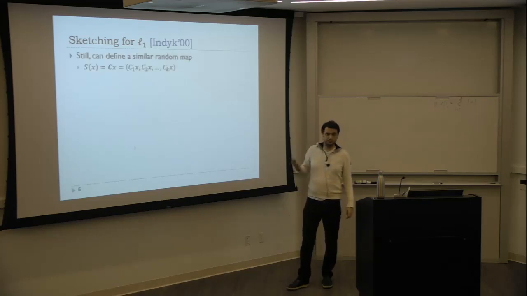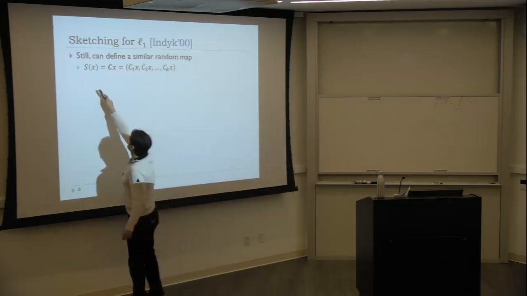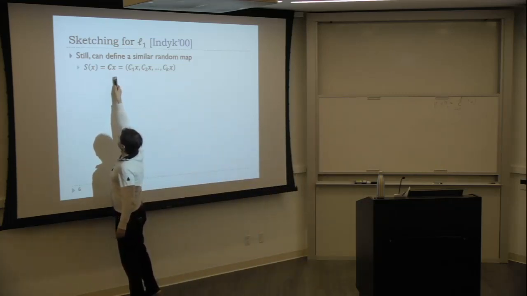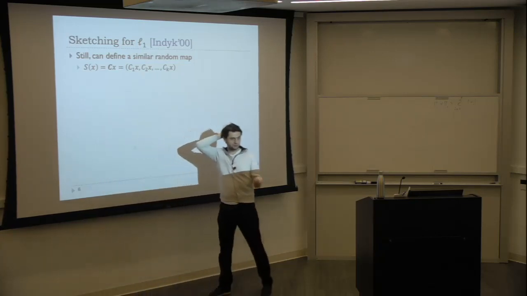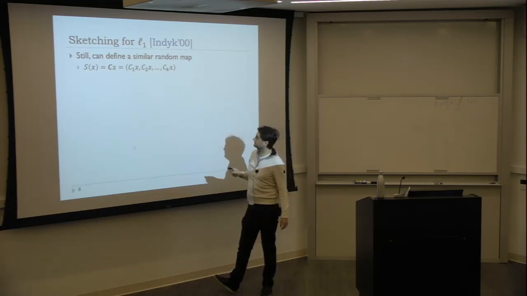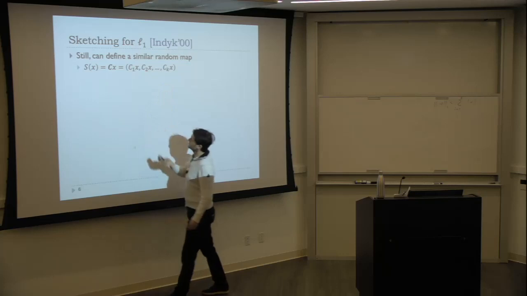In particular, we can define a similar map, exactly like before. You take your input x that you want to sketch, and you multiply by a matrix where each entry is chosen IID from the Cauchy distribution now, instead of Gaussian. We will denote the different rows by C1, C2 up to Ck.